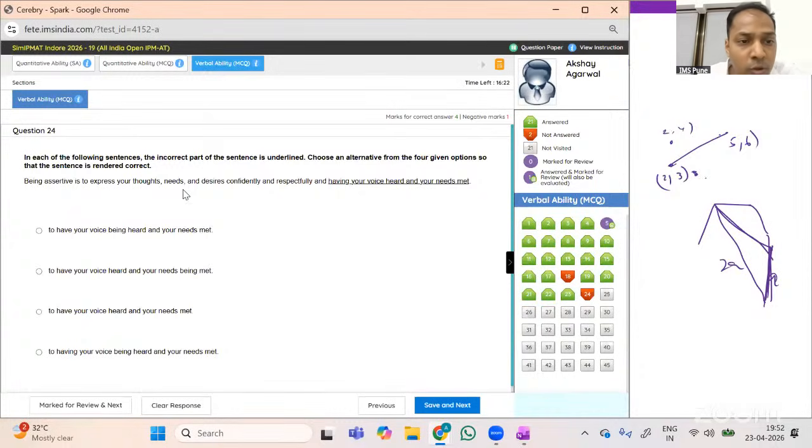Being assertive is to express your thoughts, needs, and desires confidently and respectfully, and to have your voice heard and your needs met. And so yeah, basically being assertive is to express your thoughts, needs, and desires confidently and respectfully, and to have your voice heard and needs met.